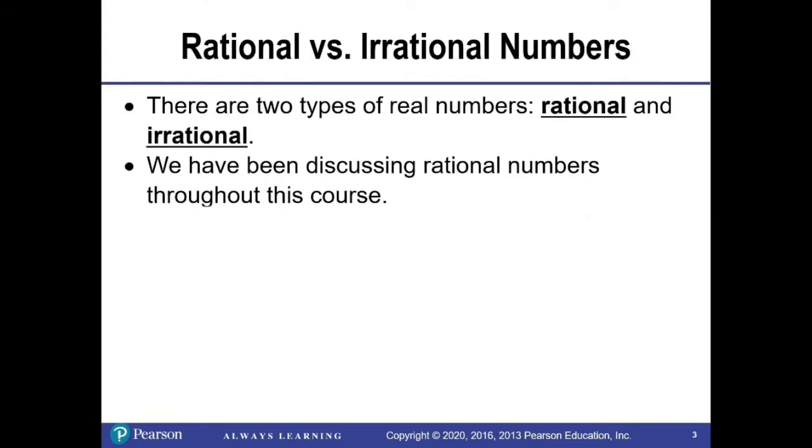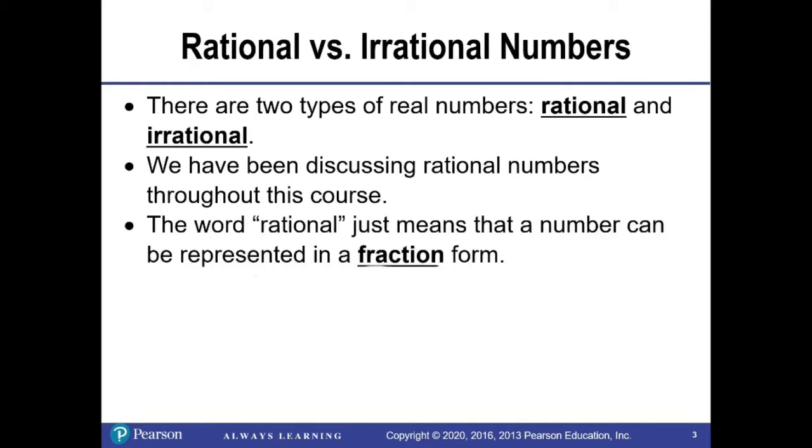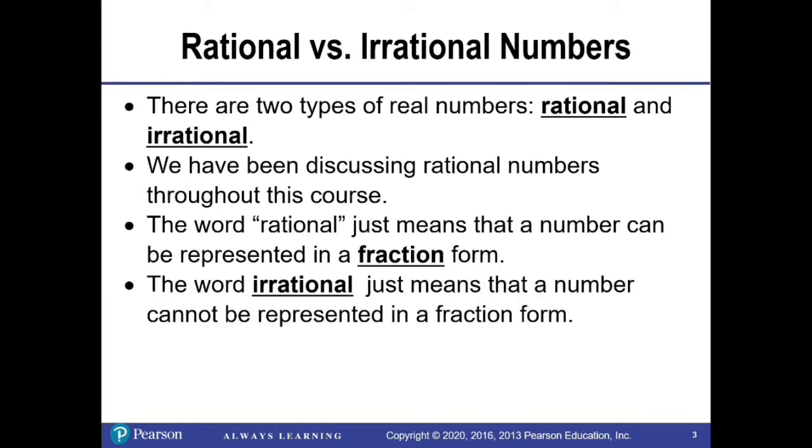We have what are called rational numbers and what are called irrational numbers. In this course, we have been discussing rational numbers. So that means that our number can be represented in a fraction form. The word irrational just means that a number cannot be represented in a fraction form.